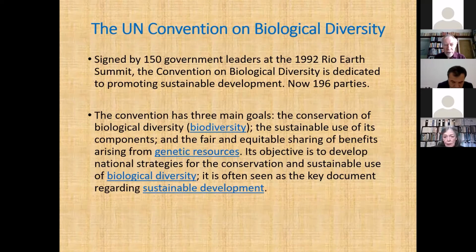And the convention has three main goals. That is conservation of biodiversity, the sustainable use of biodiversity, especially genetic resources, and the fair sharing of benefits. Among the documents for sustainable development, it is often understood that this one for the protection of biodiversity is a very important document.